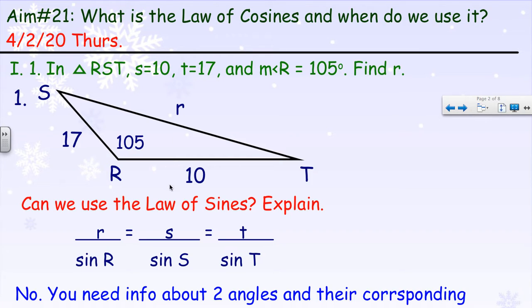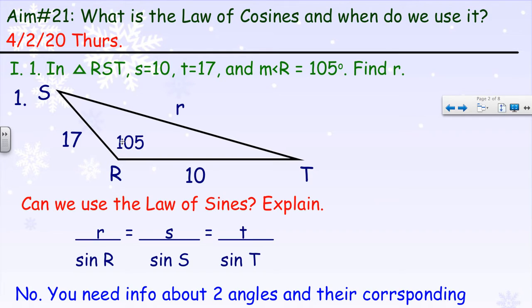So can I use the law of sines? Well, here's what the law of sines says. Think back to not yesterday, but the day before. That r over the sine of angle R equals side s over the sine of S, and then side t over the sine of T. Again, I need two sides and two angles.